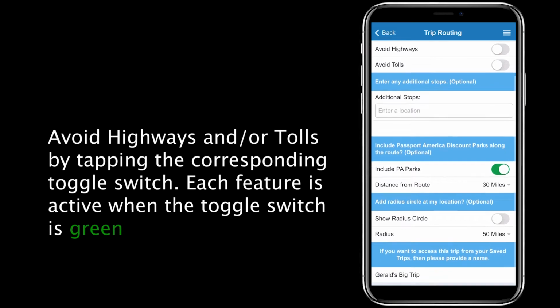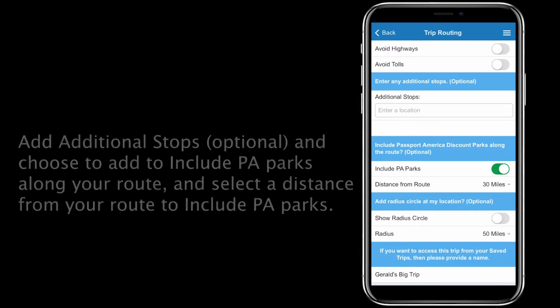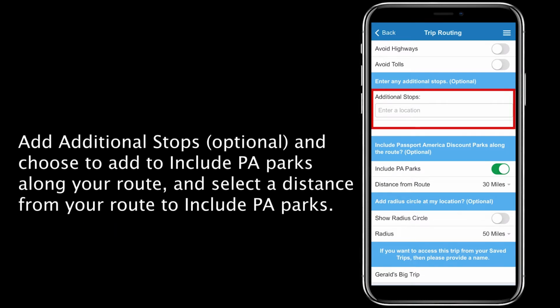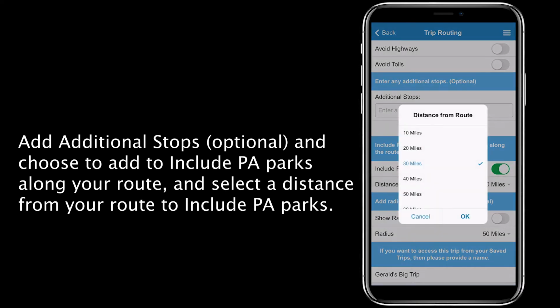If you'd like to avoid highways and tolls, you can toggle these options, and each feature is active when the toggle switch is green. You can also include additional stops and select Passport America parks within a certain distance from your route.